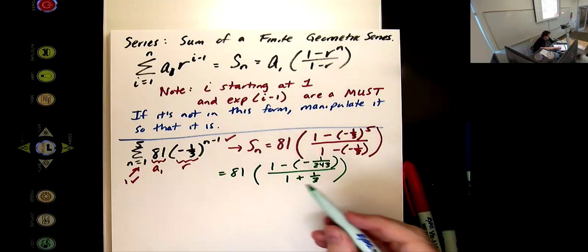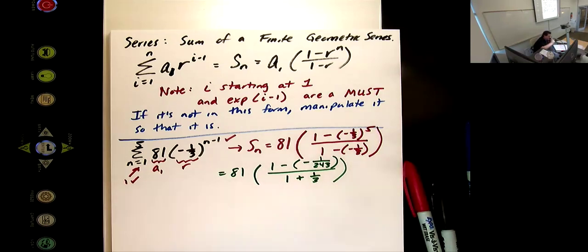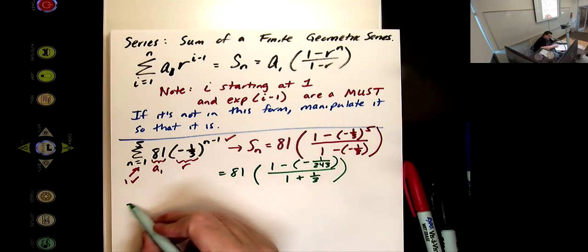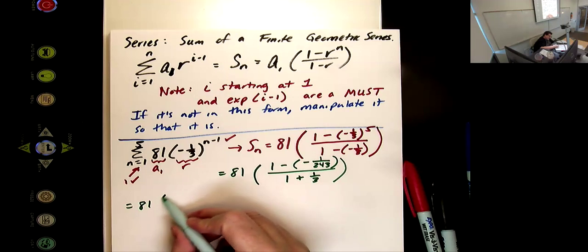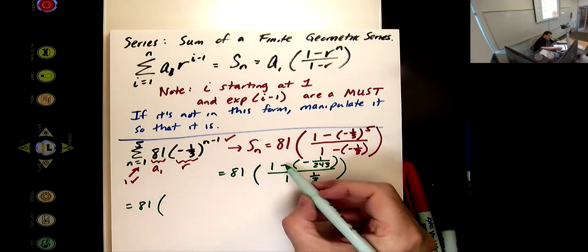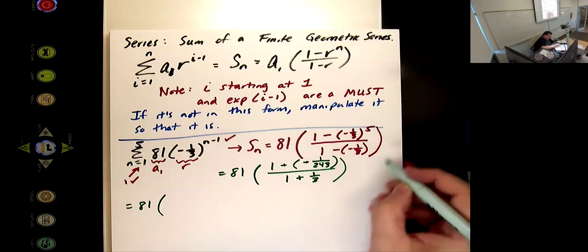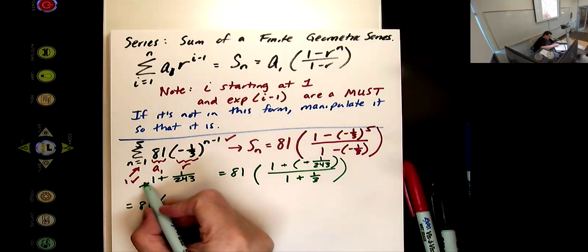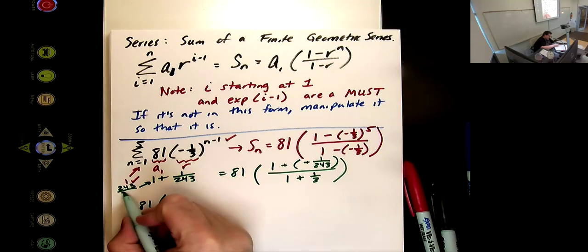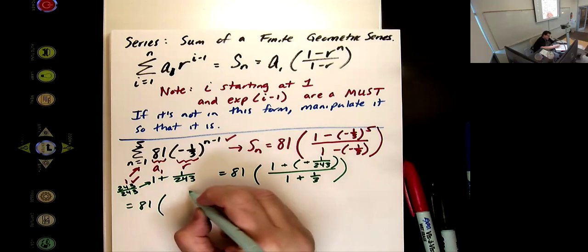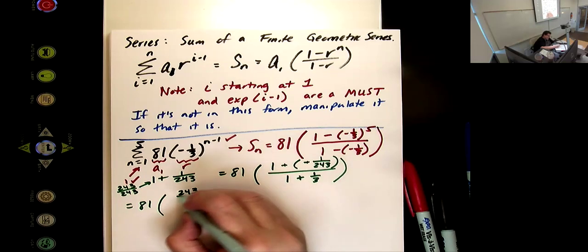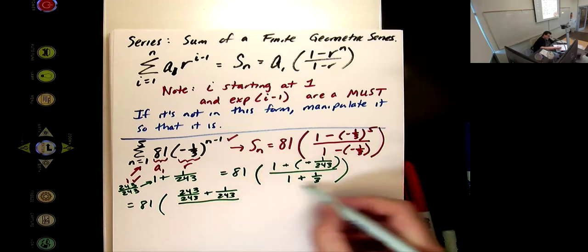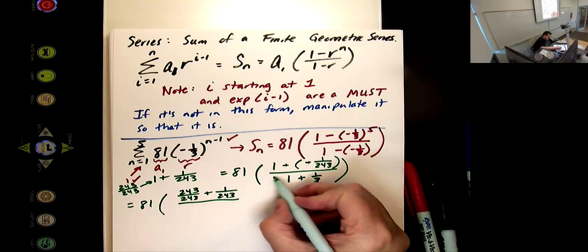So we'll have some of these today, but if you want more of them, watch the video, get some practice in. So this ends up being, I got 81, the top turns into a plus. So I've got 1 plus 1 over 243. I can write the 1 as 243 over 243. So this will be 243 over 243 plus 1 over 243, all over, I can write this as 3/3.